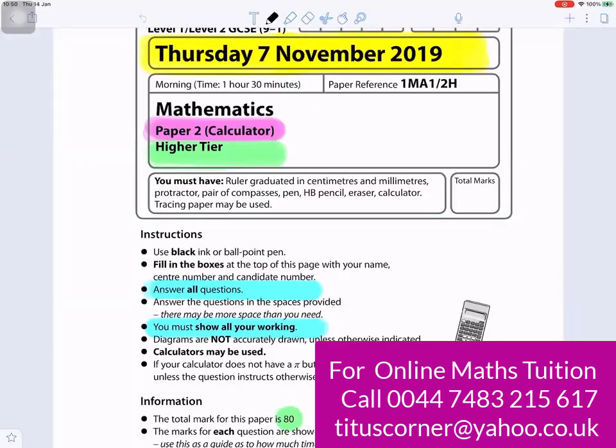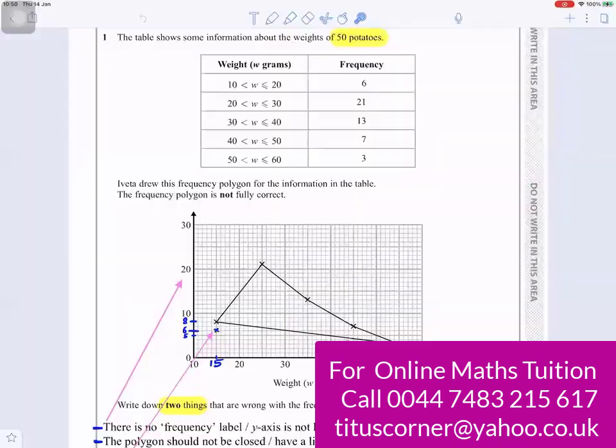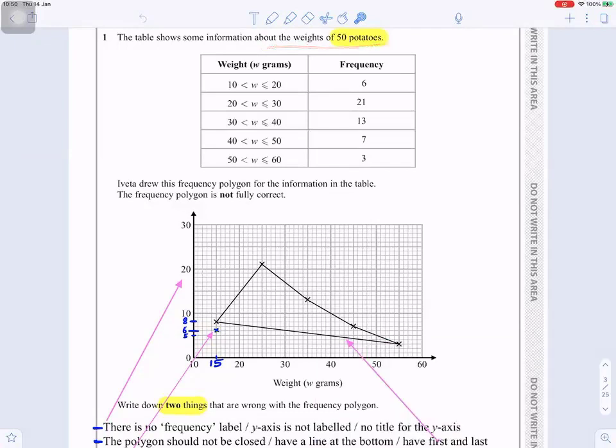2019 November, paper 2, higher tier. Answer all questions. You must show your working, and the total mark is 80. Question number 1. The table shows some information about the weights of 50 potatoes.